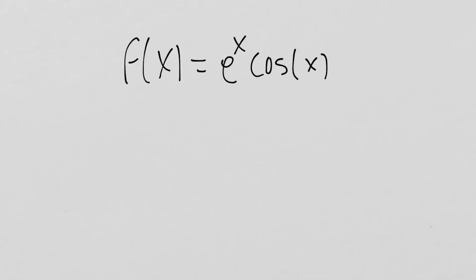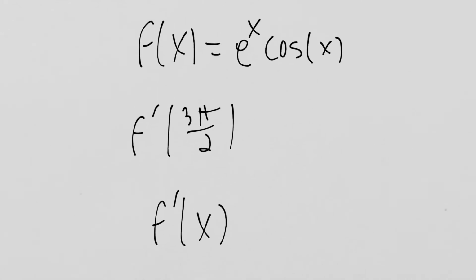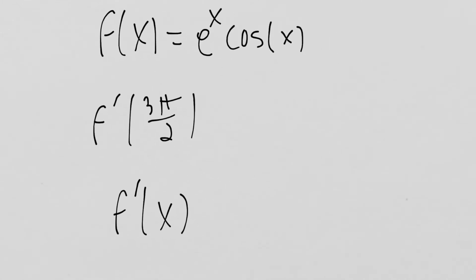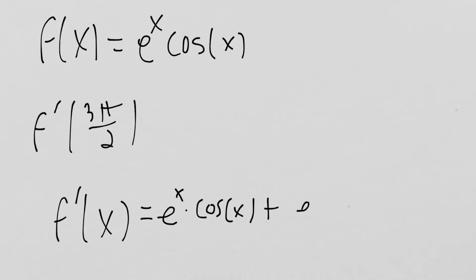Next, it's asking for the slope of the line at x equals 3 pi over 2, which is just a way of saying f prime 3 pi over 2. So to determine that, we're going to have to figure out f prime x first by applying a product rule. So we have a derivative of e to the x is e to the x times cosine x, the second function, plus we are going to leave the first function e to the x alone and multiply by the derivative of the second function. Derivative of cosine is negative sine.